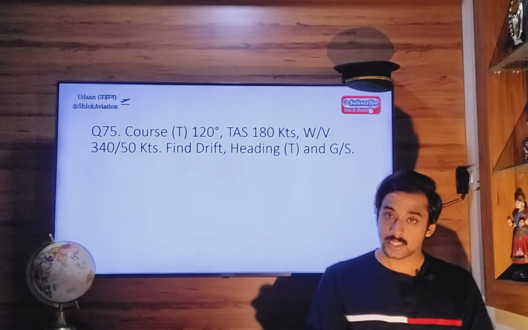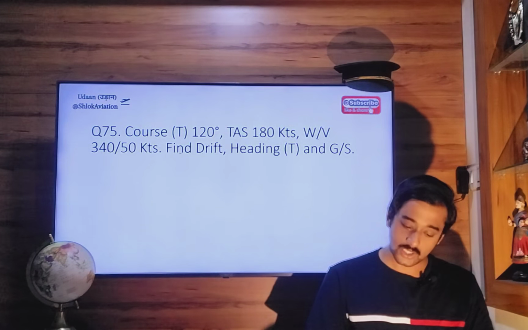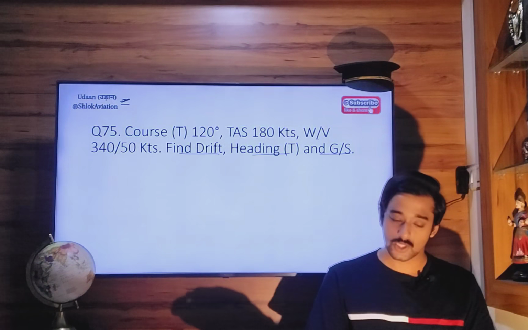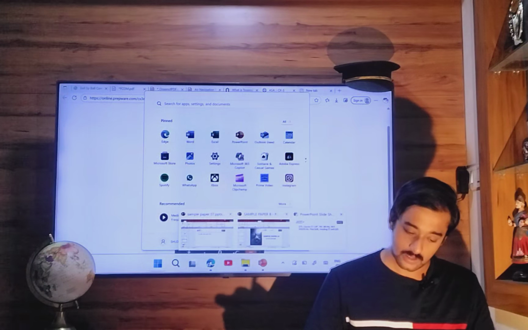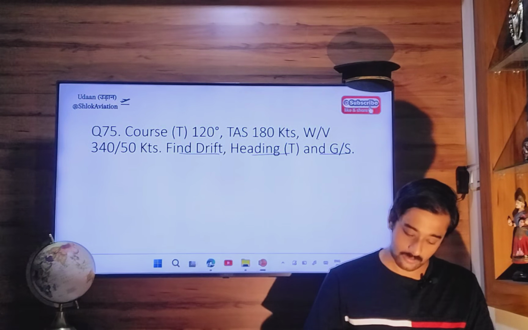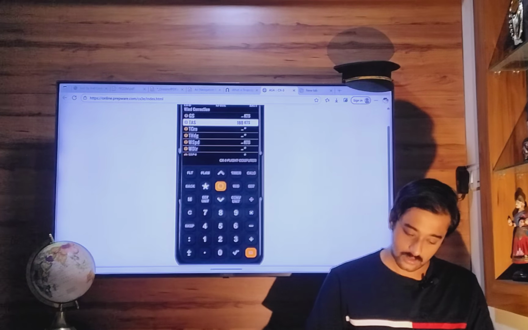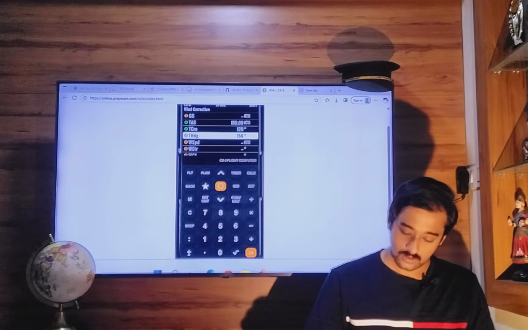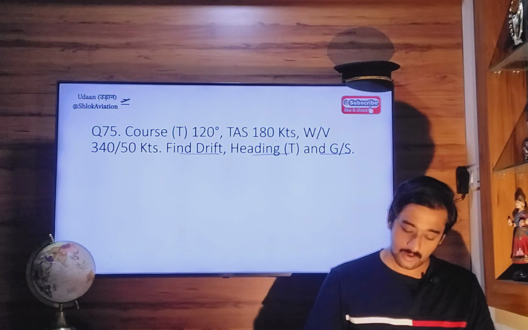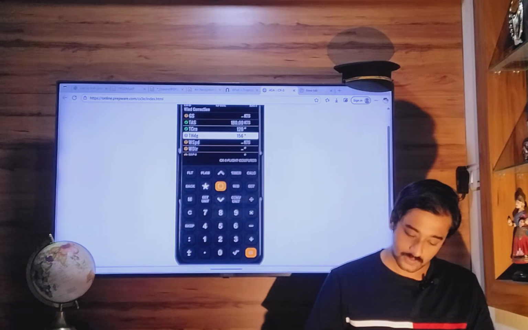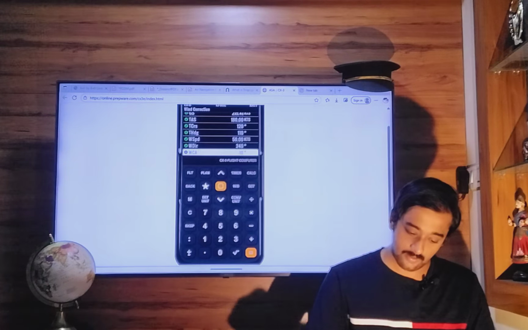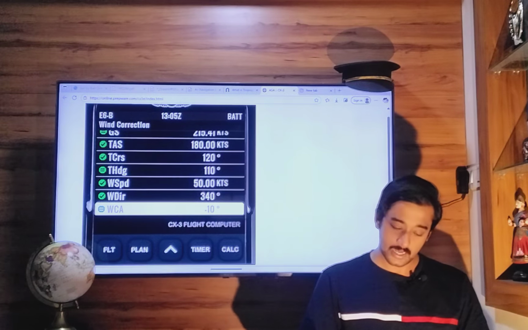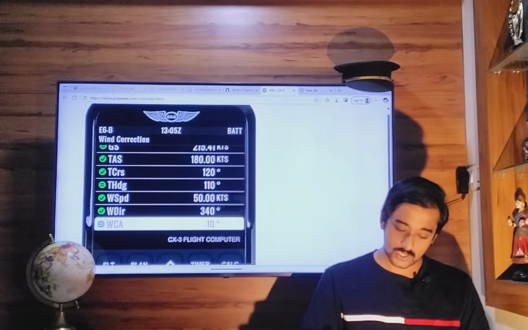Course is given, task given, winds are given. What is drift, what is heading, and what is ground speed? Now what is the task given to you? 180, course 120. Winds 340 at 50. 50 knots, 340 degree direction. Okay, so check the values: 340 degree direction, 50 knots, course 120, speed 180.